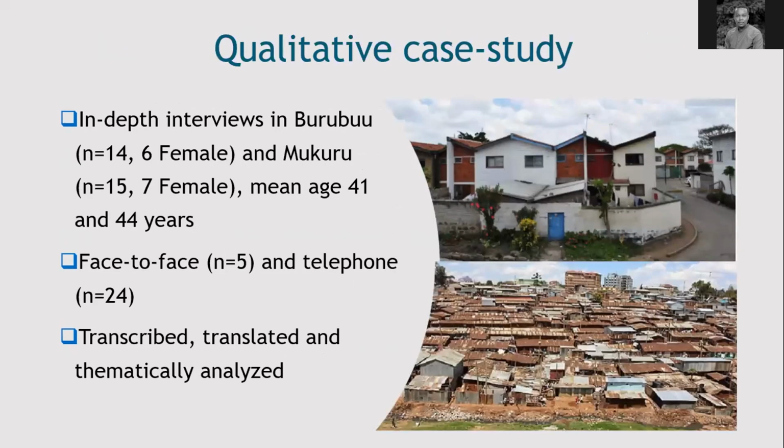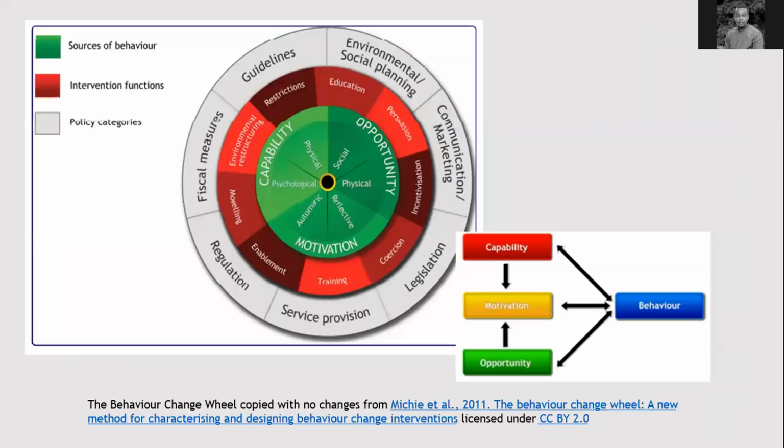So we did a qualitative case study in Nairobi. We picked two communities. One is Buruburu, which is a middle income community, which is the photo on the top. And the other one is Mukuru, which is a low income community, which is the photo at the bottom. We recruited about 15 participants, and the first interviews we did face-to-face, and then due to COVID restrictions, we did telephone interviews for the rest. The interviews were transcribed, translated, and thematically analyzed.